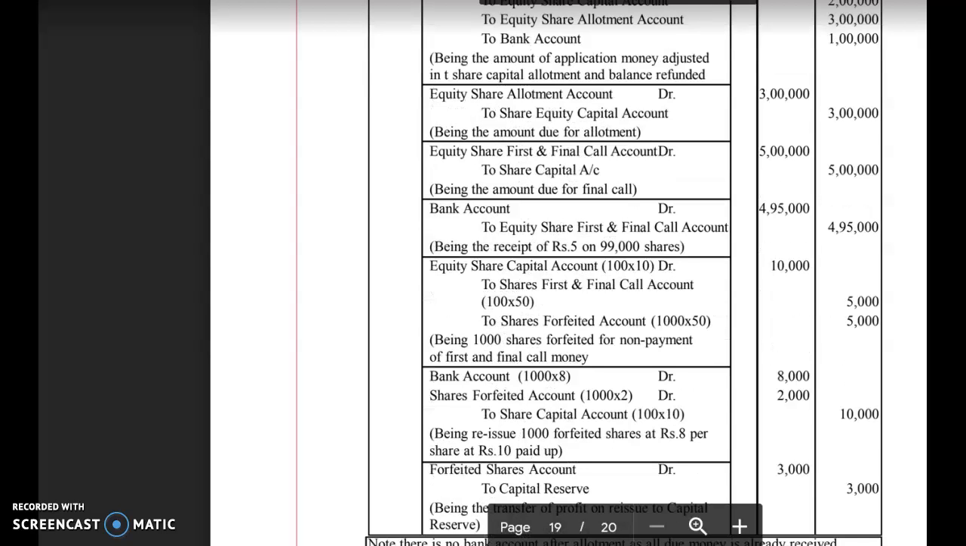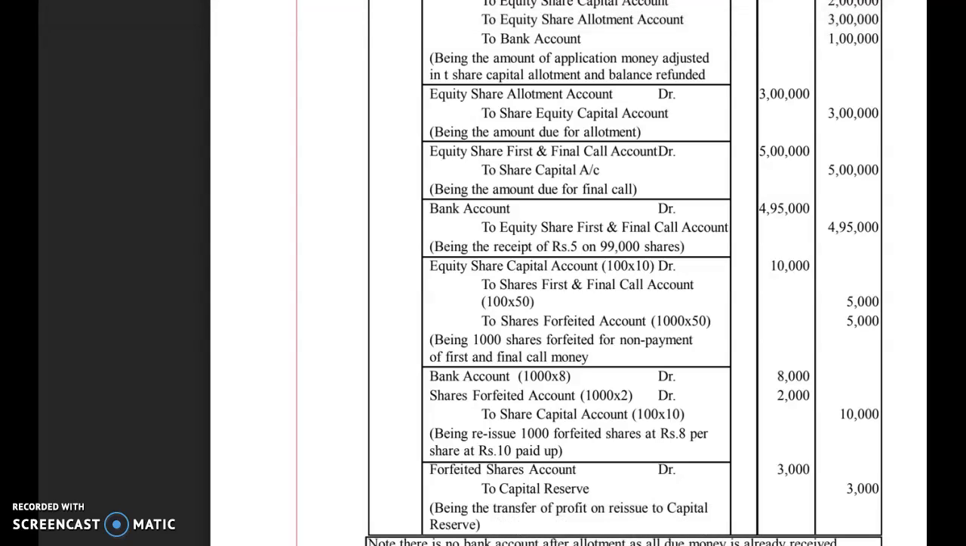The reissue entry will be bank account debit with rupees 8,000, the amount which is received, 1,000 into 8, to share capital account in the credit 1,000 into 10, that is 10,000. Loss is rupees 2,000. That will be adjusted from where? That will be adjusted from the share forfeiture account, that is a profit of rupees 5,000. So share forfeiture account will be debited with rupees 2,000. Now the amount left out in this account is 3,000. Profit is of 5,000. Loss is of 2,000.